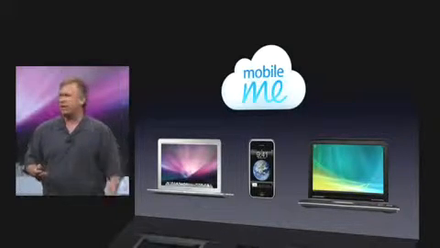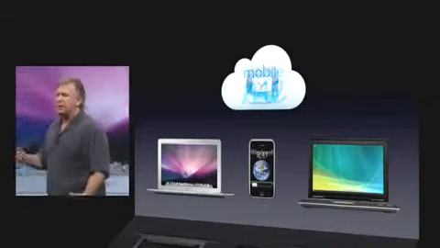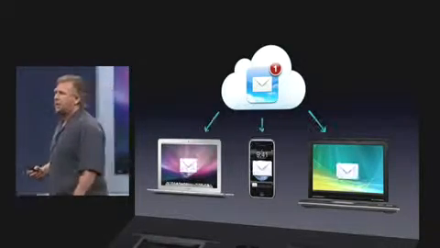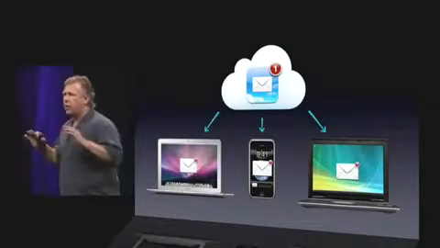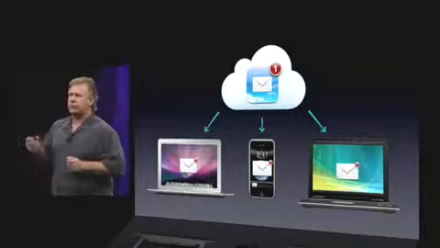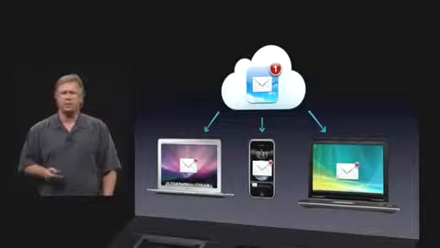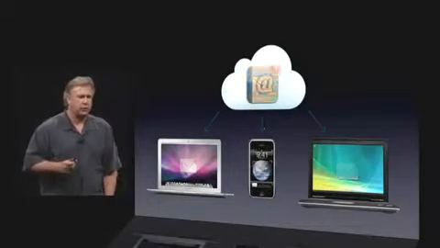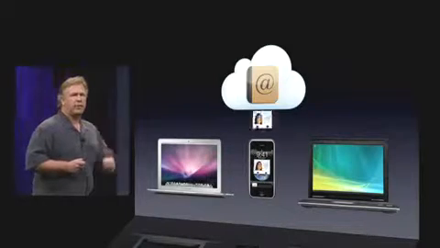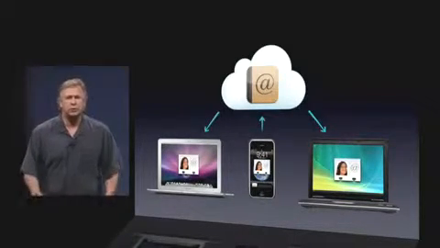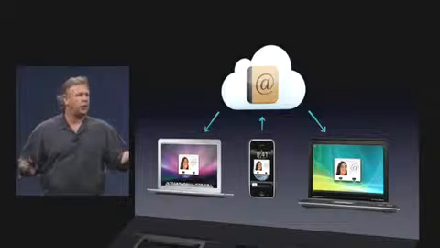So here's a simple example. I'm traveling around, an email gets sent to me in my Mobile Me account. It immediately gets pushed to all my devices. My phone, my computers all have the latest email. Or maybe I'm traveling around and I change an address book contact on my phone. It gets pushed up to Mobile Me and out to all my products as well.